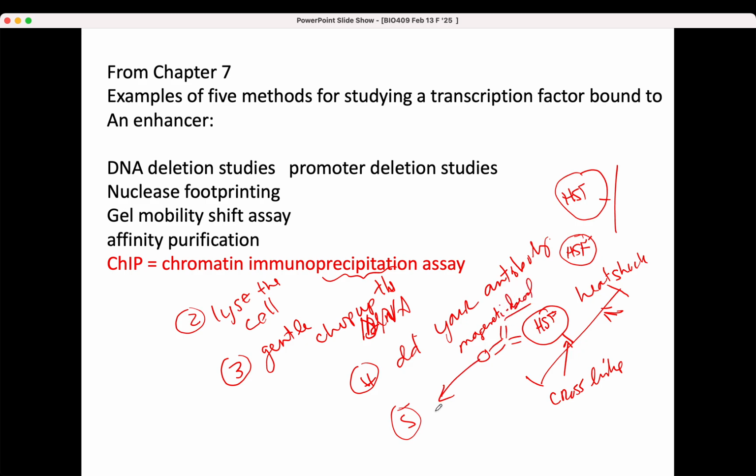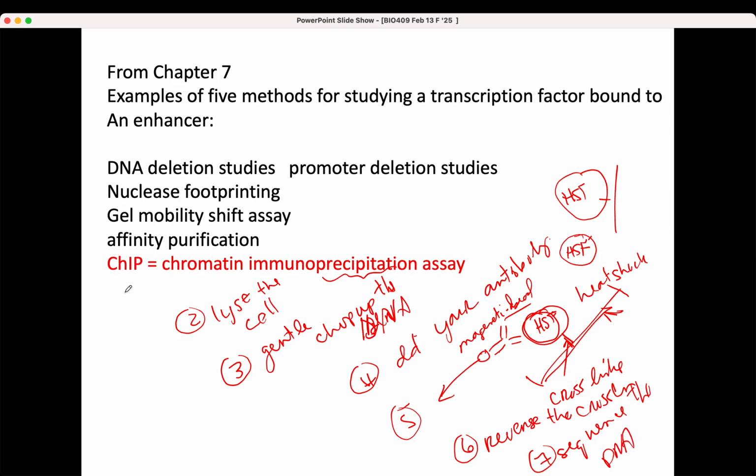And it will help us use a magnet to pull this out. And what we're pulling out is the antibody holding on to the HSF, which is covalently cross-linked to the piece of DNA. Then we'll reverse the cross-links so we can study now the DNA, and we'll sequence the DNA, and that means to read the letters. And in doing so, we'll discover everywhere that HSF was bound.